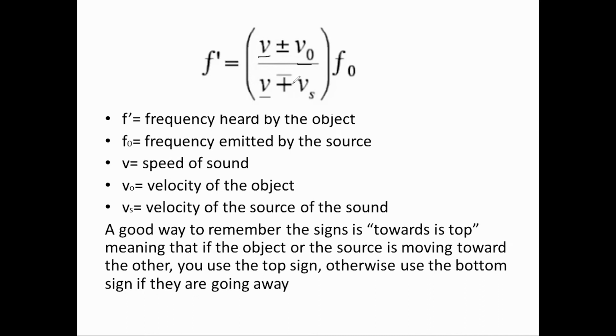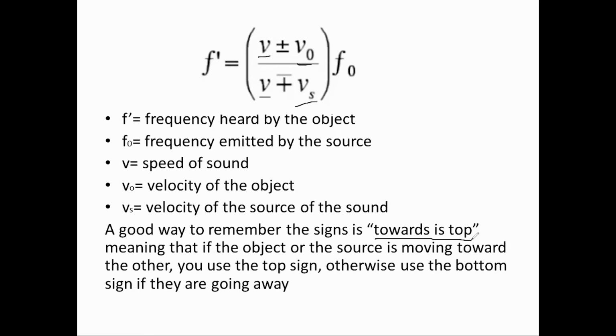What that means if you only have one sign is you have to know when to make a velocity positive or negative, right? This v0 is the velocity of the object, and this vs is the velocity of the source, which is the source of the sound. If you just used one sign, you'd have to know whether to make a velocity positive or negative based on the direction it's moving, away or towards you. I prefer this way because there's an easy way to remember it.